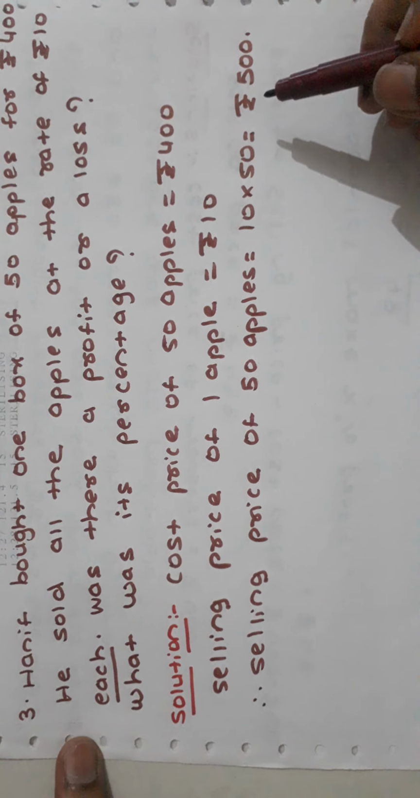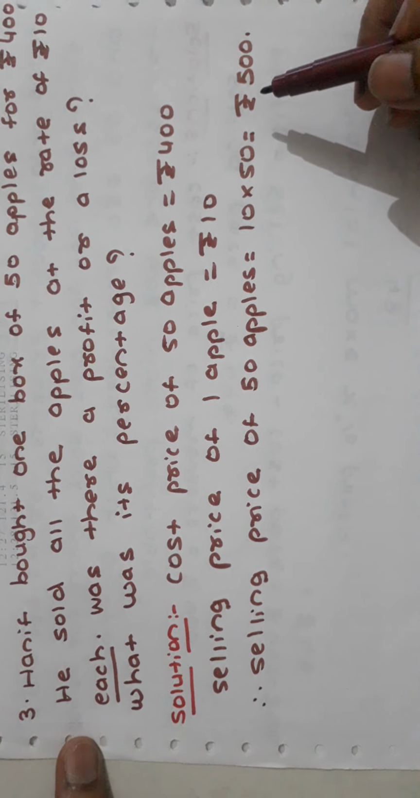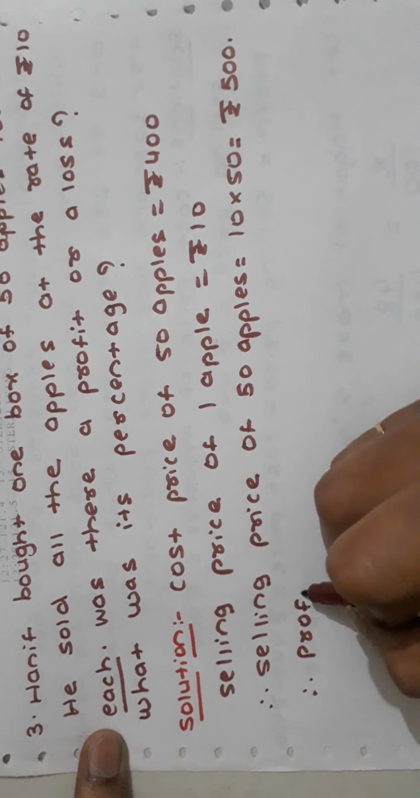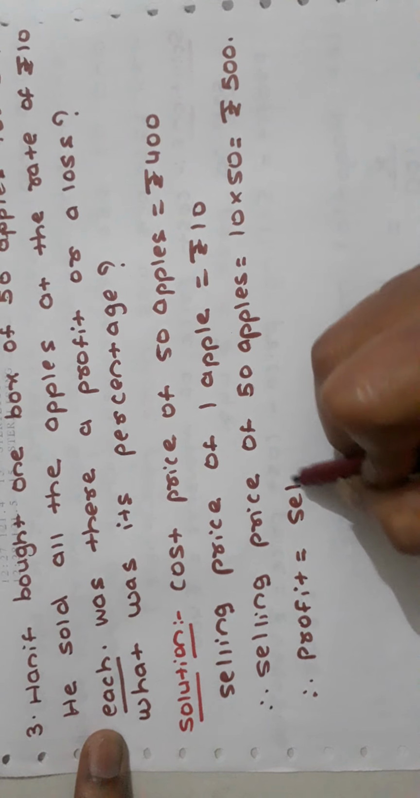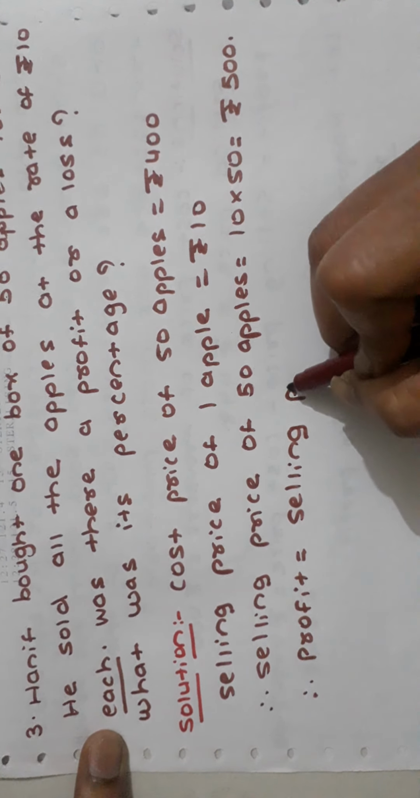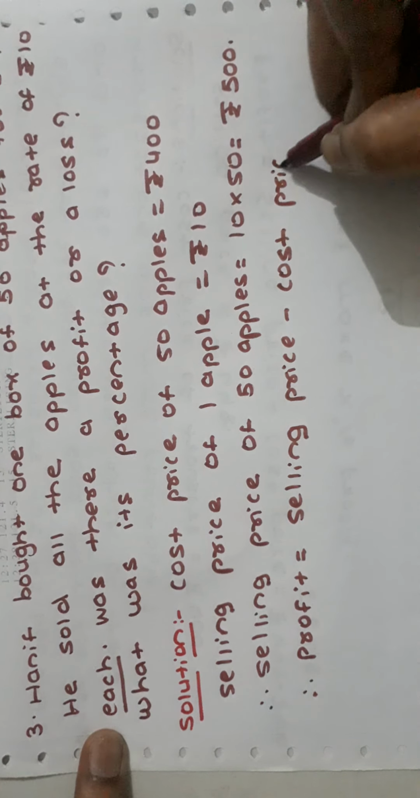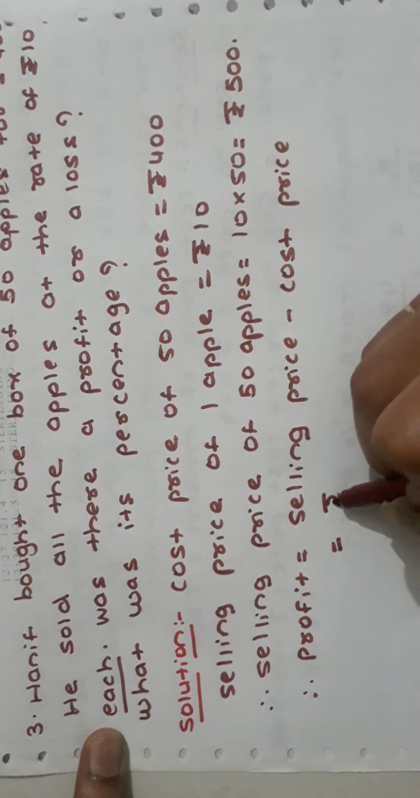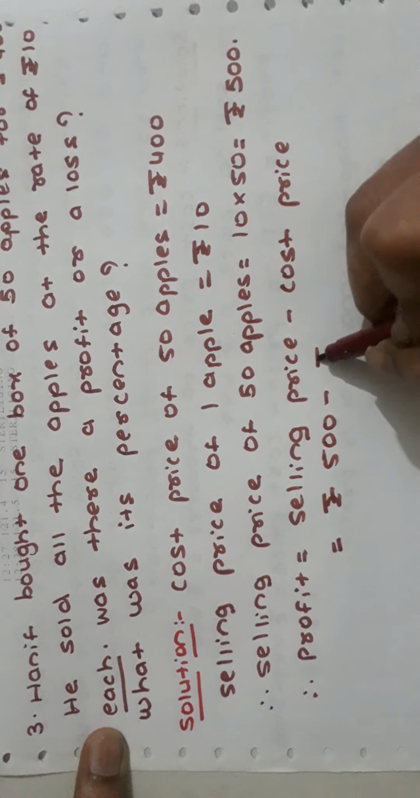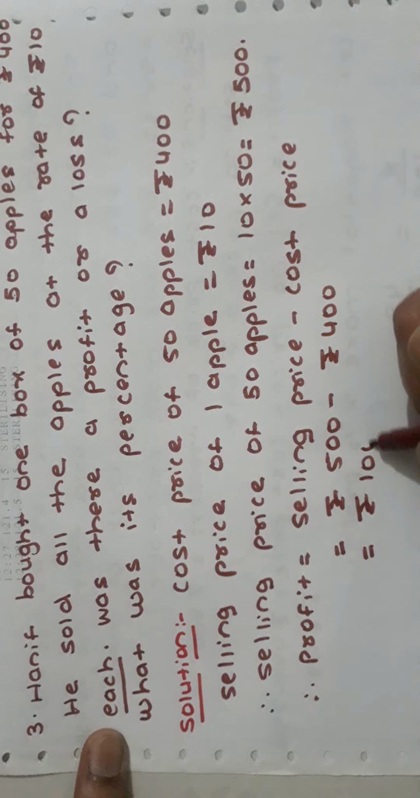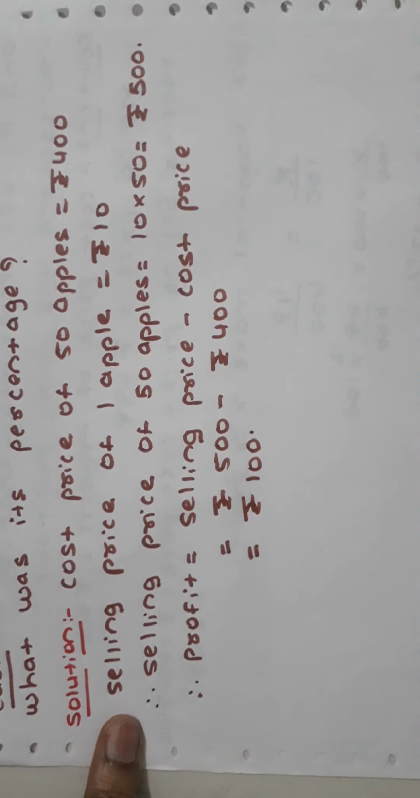So since the selling price is more than the cost price, he made a profit, and we will find the profit by using the formula selling price minus cost price. Substitute the value rupees 500 minus rupees 400, which is equal to rupees 100. So he made a profit of rupees 100.